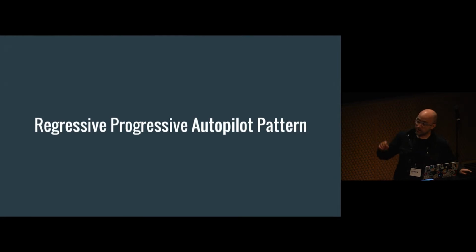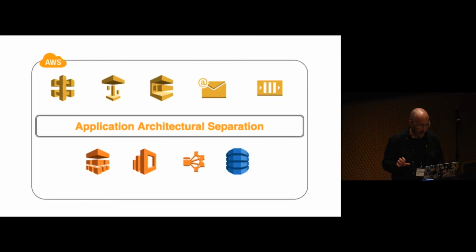So I've added this. It's the regressive progressive autopilot pattern. That's what I'm going to start calling it. So it's the RPAP.